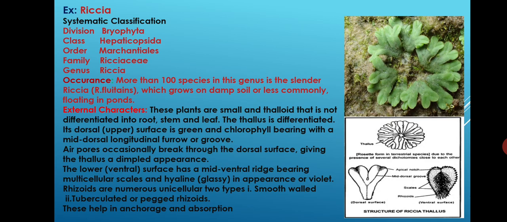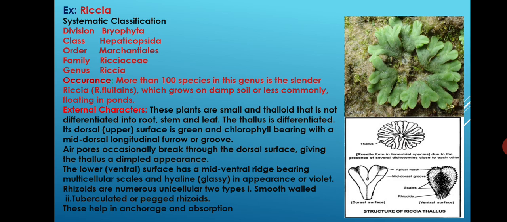Occurrence: more than 100 species are in this genus. The best one is Riccia fluitans. Most Riccia commonly occur in moist and damp soil. Some Riccia are found in aquatic media. The best example is Riccia fluitans.